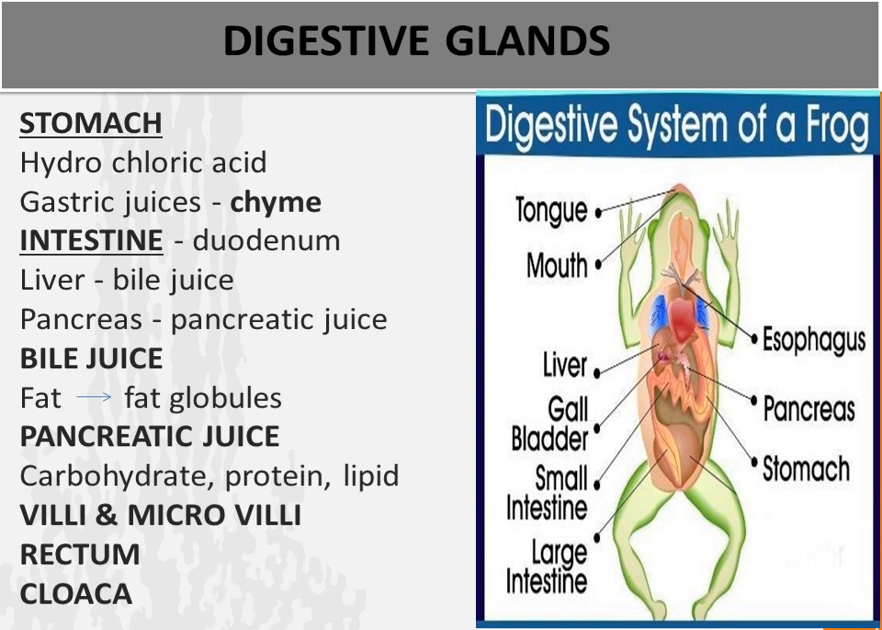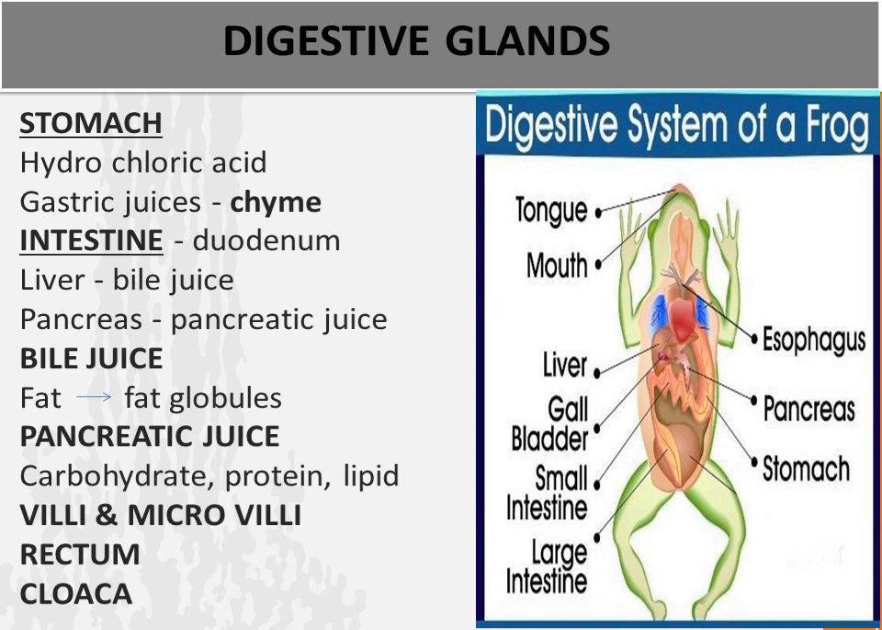Now this chyme is coming towards the next region, the intestine. After the stomach there is an intestine, right? So this chyme is coming towards this intestine. Especially the first part of this intestine is known as the duodenum, right?